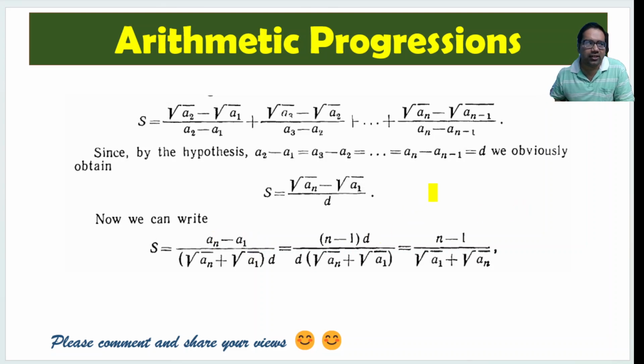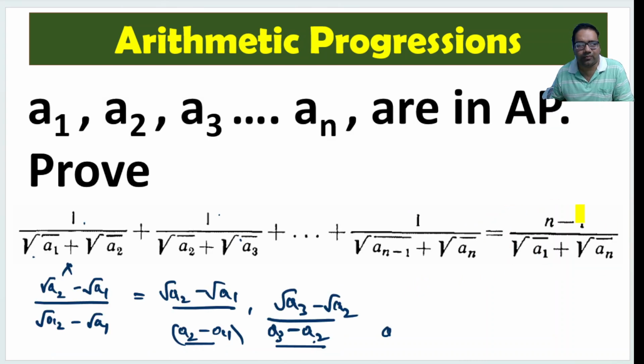We already know an is equal to a1 plus n minus 1 into d. The nth term is equal to a1 plus (n minus 1) into d. So that's why an minus a1 is equal to (n minus 1) into d. So this d and this d will cancel out, and we will be left with n minus 1 by root a1 plus root an, which is what we wanted to prove.